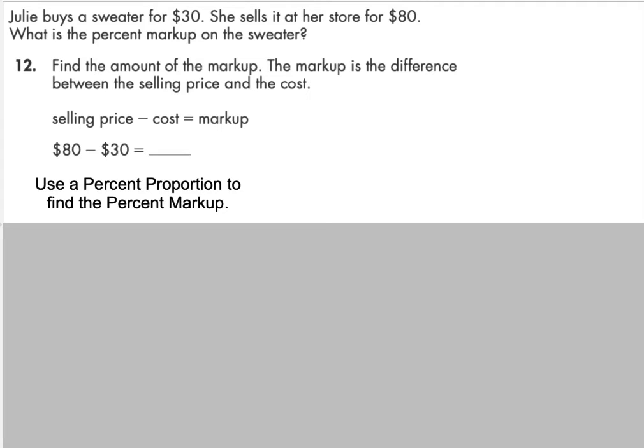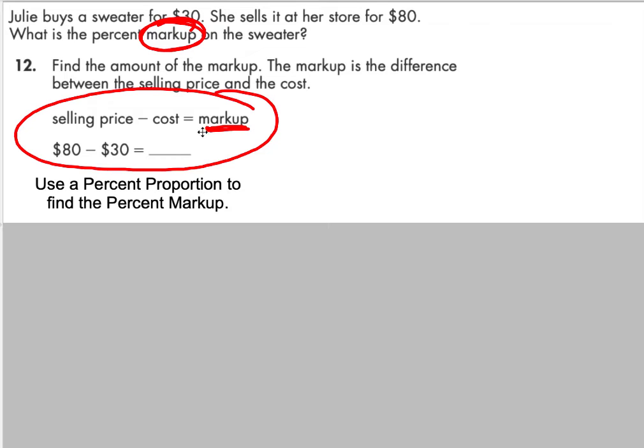So on this one, it says Julie buys a sweater for $30. She sells it at her store for $80. What's the percent markup of the sweater? So here are the two main steps we have to use. First, we have to figure out how much was the markup. So we take the sale price minus the cost. She sold it for $80. She bought it for $30. So she marked it up $50.